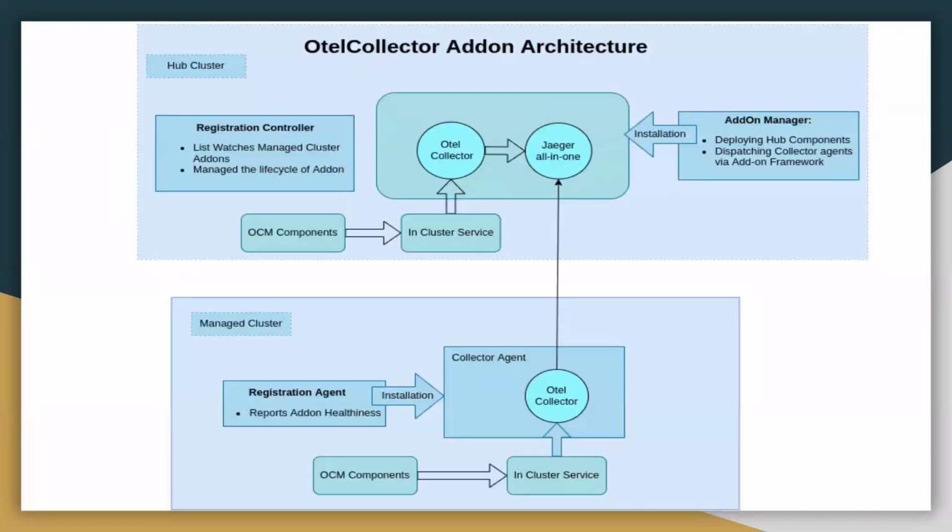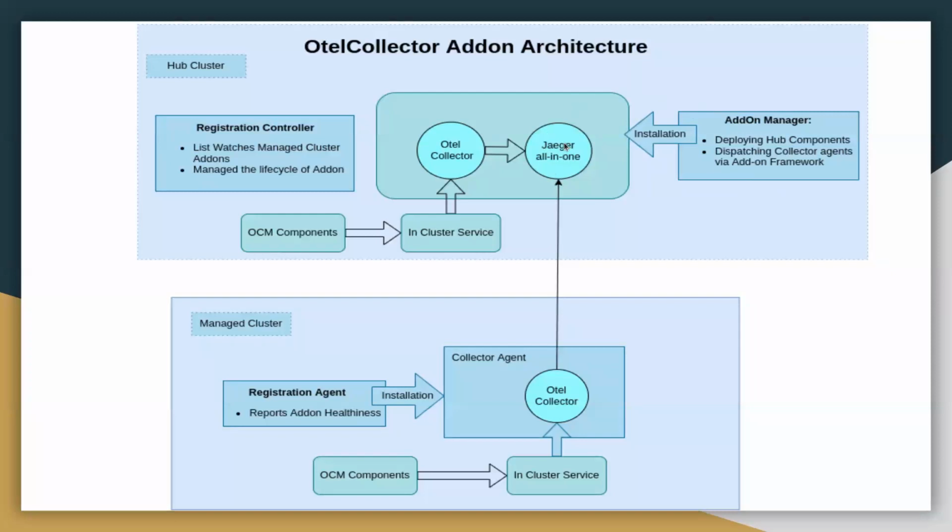So this is the add-on structure that is developed by now. This add-on is developed on the add-on framework that we have in the OCM. The add-on starts from the add-on manager, which will be responsible for deploying the hub components as well as dispatching the collector agents via the add-on framework. First, the add-on manager installs and triggers the deployment of two components, the OTel collector and the Jaeger all-in-one.